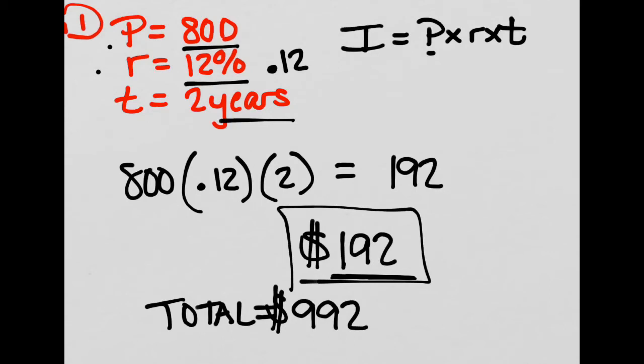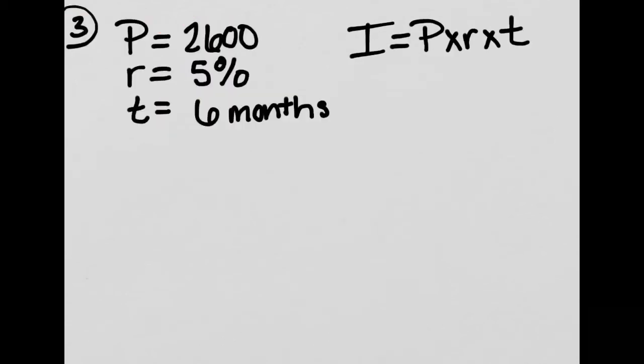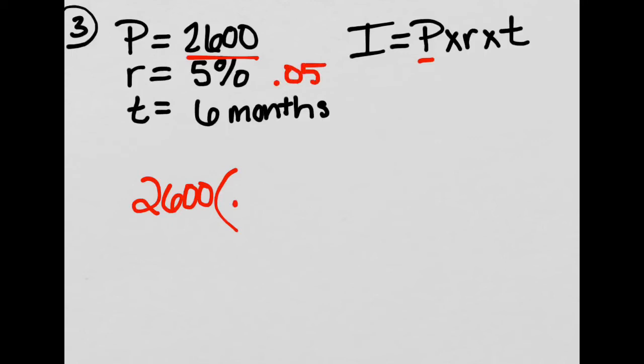So let's go ahead and do another one. All right, this one is number 3. We have the principal is $2,600. Our rate is 5%. Our time is 6 months. Our principal is already there at $2,600. Our rate needs to be written as a decimal, and this is 5%. Remember, I move it twice, so it's 0.05. 0.5 is 50%. It is not the same. You're going to end up with a much higher interest amount.